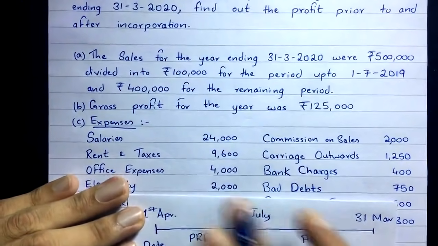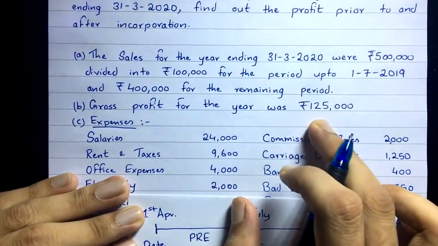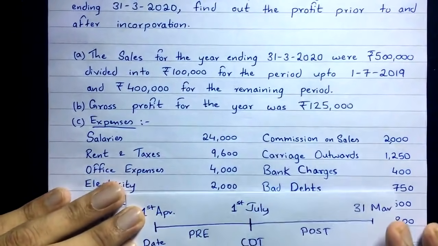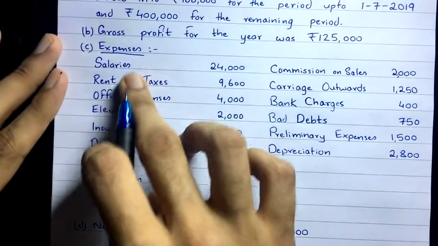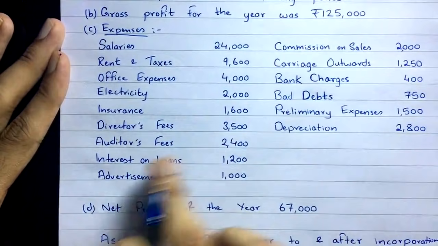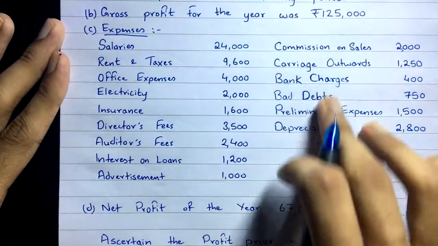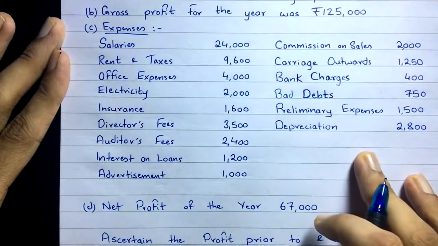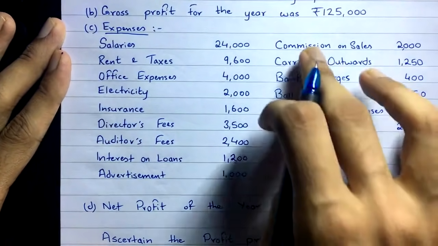And then they have said the gross profit for the year was 1,25,000. So they have given us the GP, gross profit, and then they have given us lots of expenses. Salaries, rent and taxes, office expenses, electricity, insurance, director's fees, auditor's fees, interest on loans, advertisement, and lots of expenses. Now I didn't have space here, so I wrote the remaining expenses on the right side. Don't think these are incomes. No, these are expenses only.